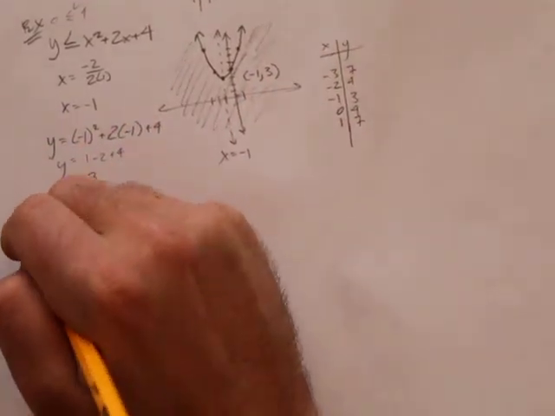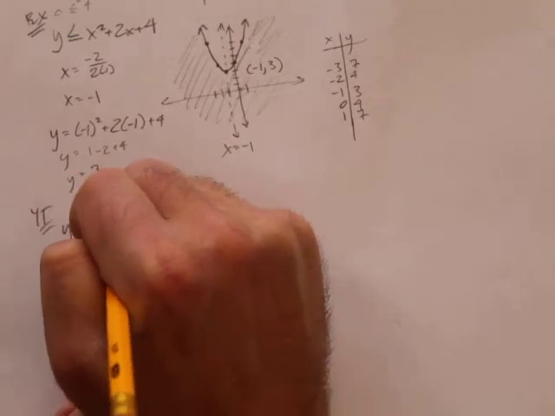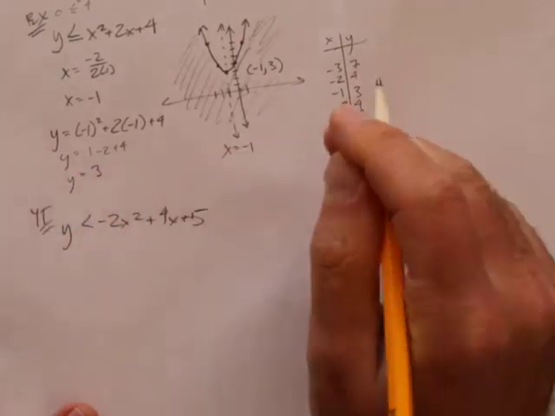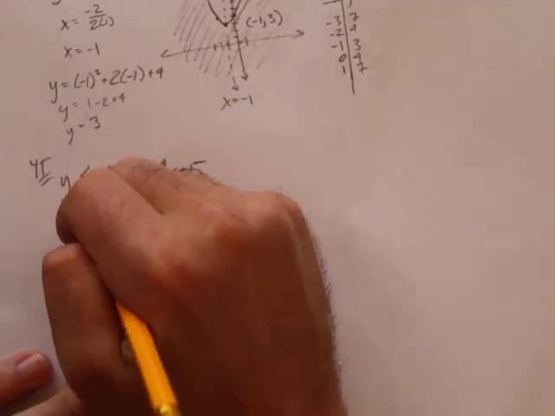All right, your turn. Y is less than negative 2x squared plus 4x plus 5. All right, go ahead and pause and do that one. Go. All right, let's see how you did.